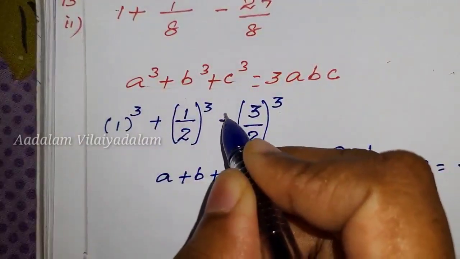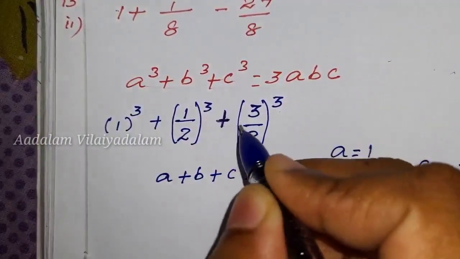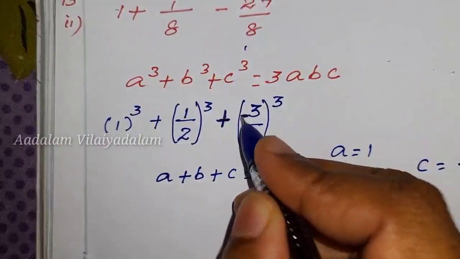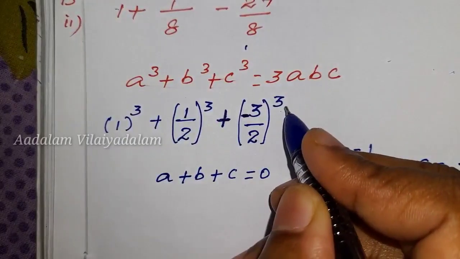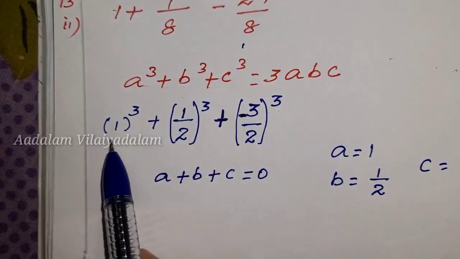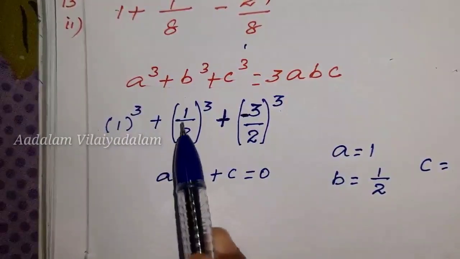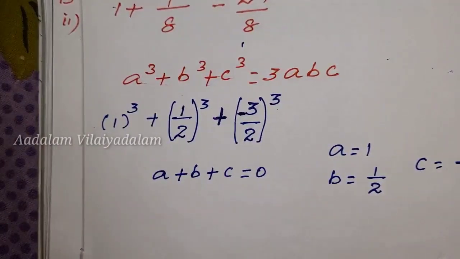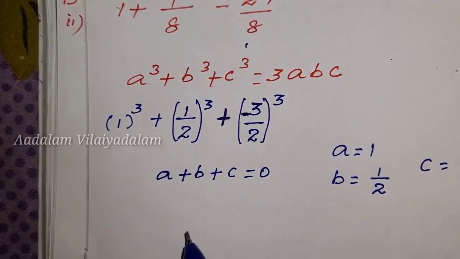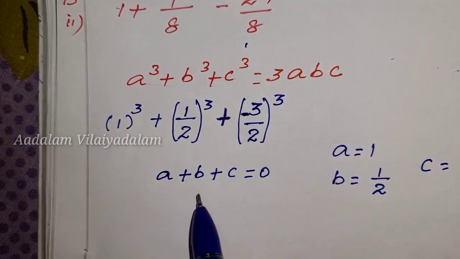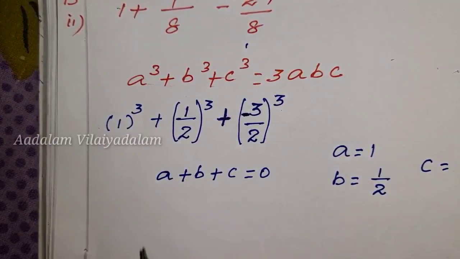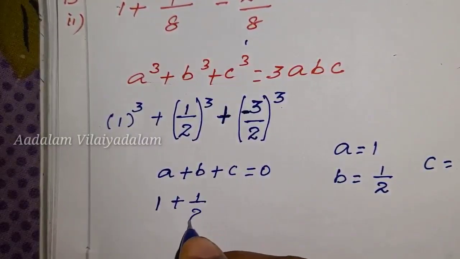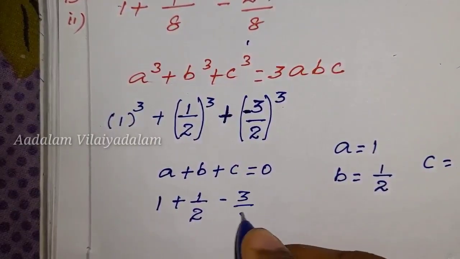So here plus c cube only, that is plus c. So here minus 27 divided by 8, so minus 3 by 2, the whole cube. Now what is a value here? a equal to 1, b equal to 1 by 2 and c equal to minus 3 by 2. First we have to verify if a plus b plus c equal to 0. What is a here? a equal to 1. The b value is 1 by 2. The c value is minus 3 by 2.